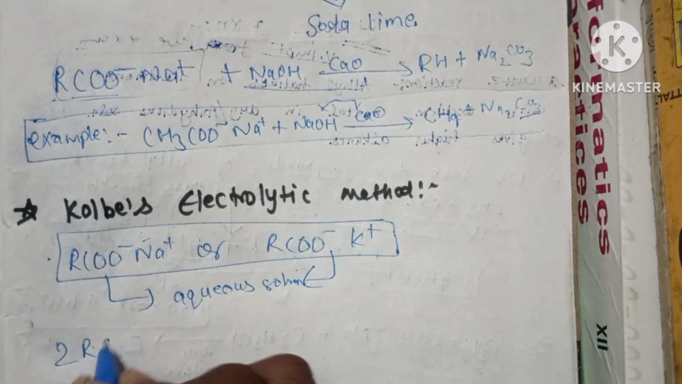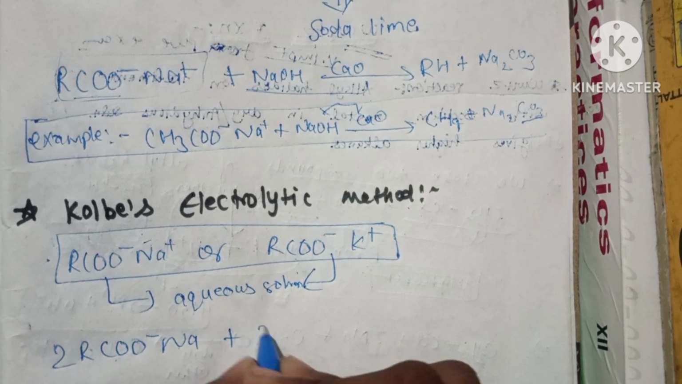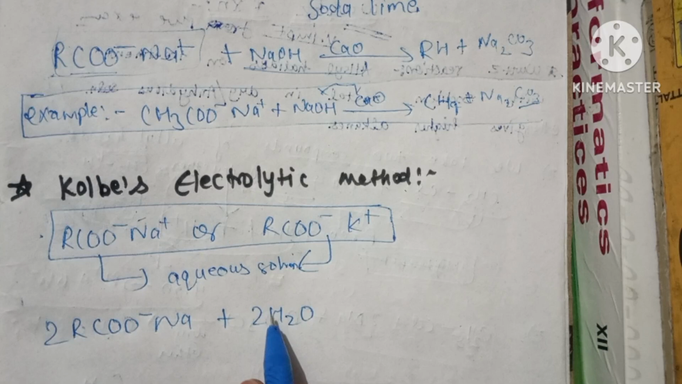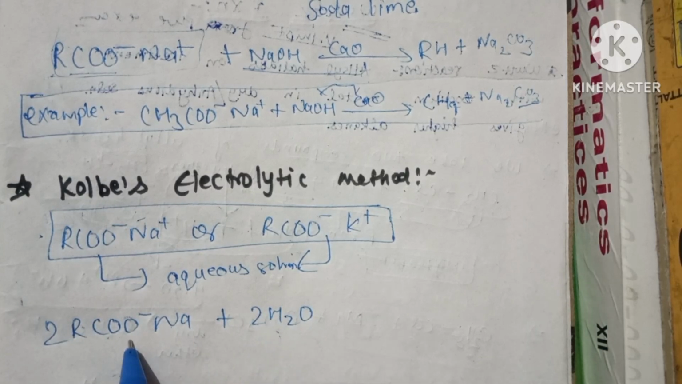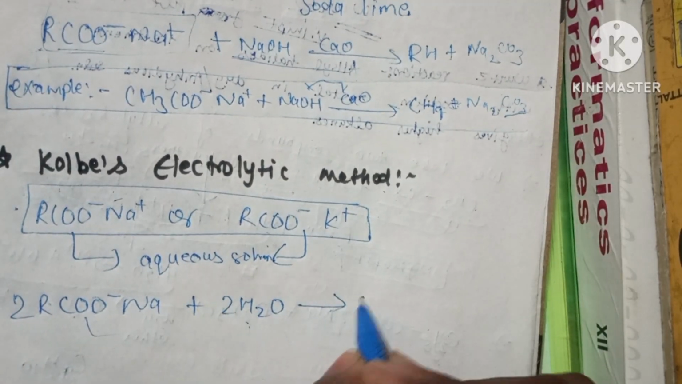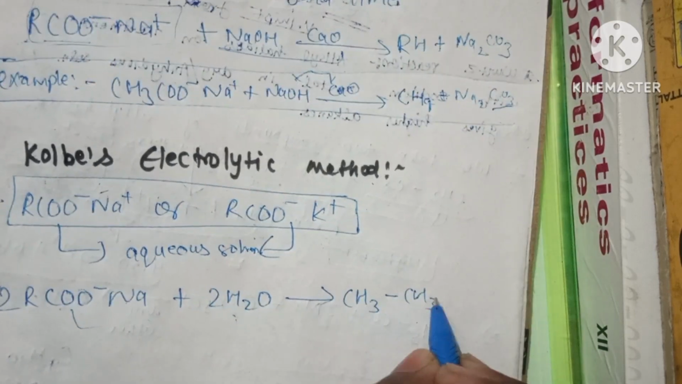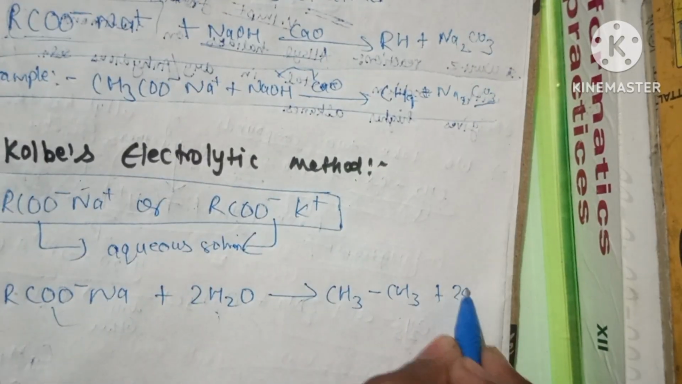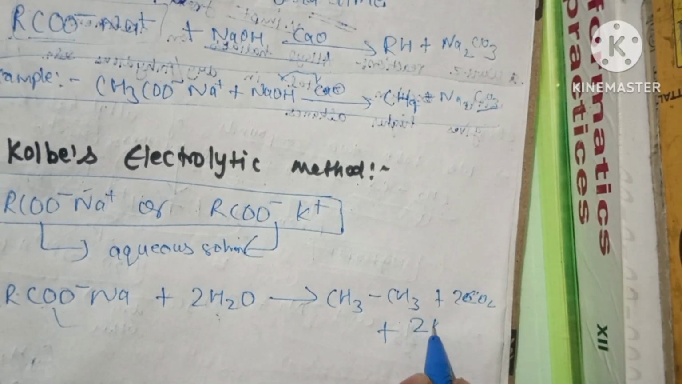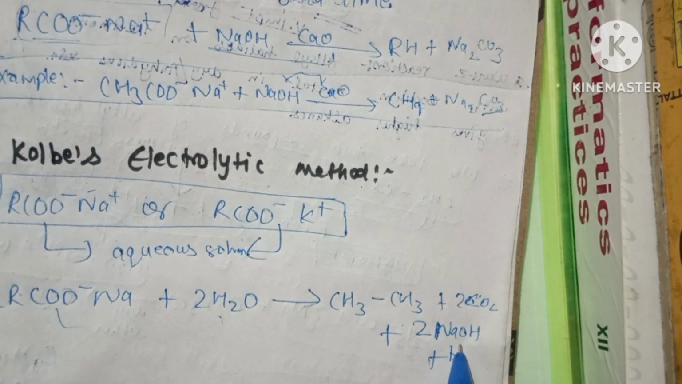So we take two compounds of any one of them. We take 2RCOONa plus 2H2O. We have to take an aqueous solution, so we will add water to this, so this will become an aqueous solution. Then this will form R-R plus 2CO2 plus 2NaOH plus H2.